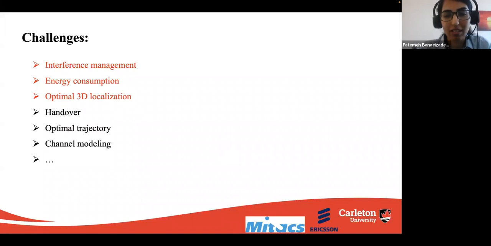Hello, everyone. In this part, I will first explain some existing challenges we have for UAVs, because after integrating the UAVs in aerial communication, like other new technologies, we have some challenges, and in order to deploy them effectively, we have to address all of these challenges. In this slide, I will go through each of these challenges one by one, and after that I will explain some of the learning approaches we use to address some of these challenges. These challenges are interference management, energy consumption, optimal 3D localization, handover, optimal trajectory, and channel modeling.